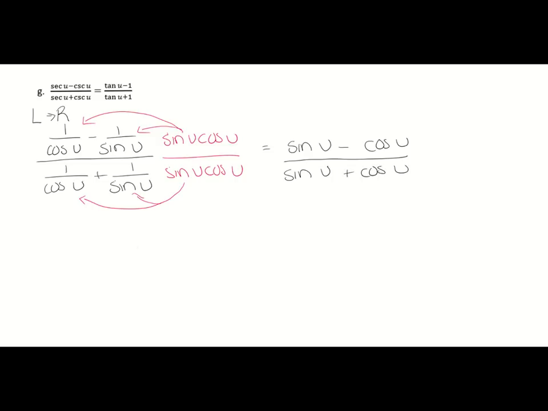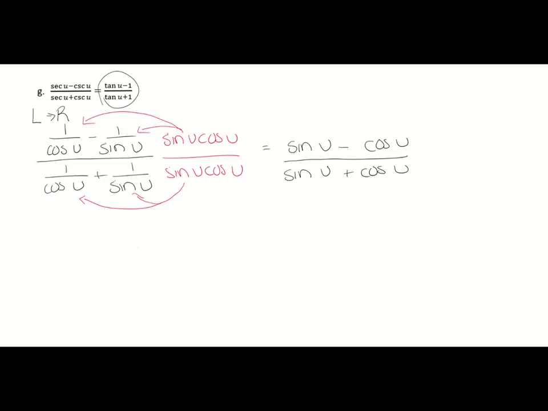Now here it's kind of hard to see, right? What can we do? What's going to happen? So sometimes it is good to go back and see where you want to get to. And where I want to get to is this. I want to get to tangent u minus 1 over tangent u plus 1. Now remember that I cannot manipulate this as my answer, but I can still work with it to help me get to where I want to be.